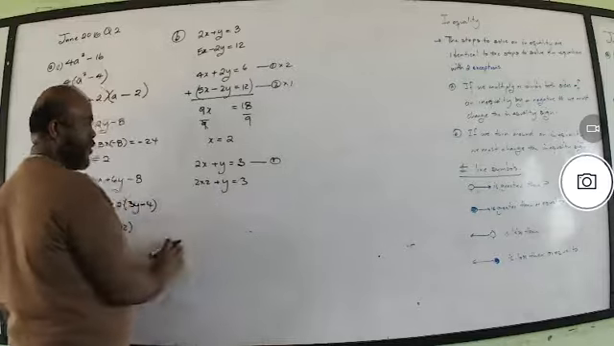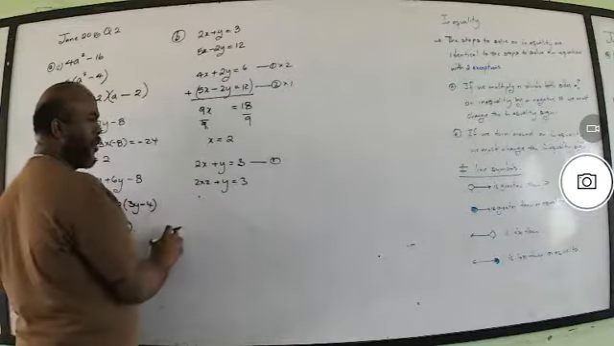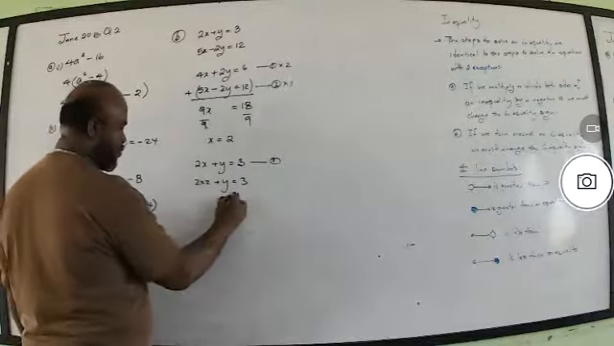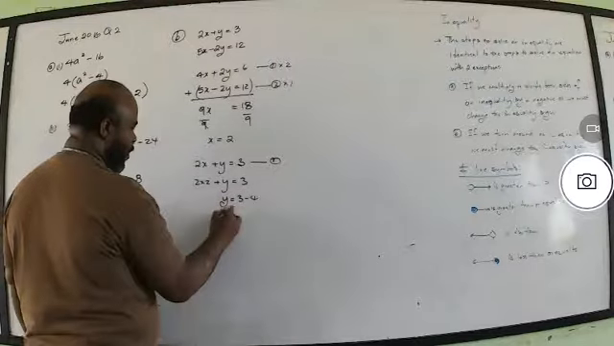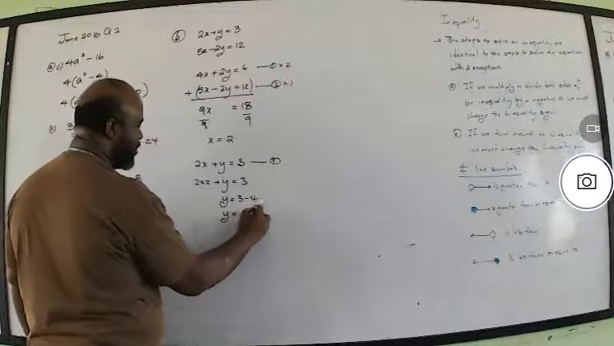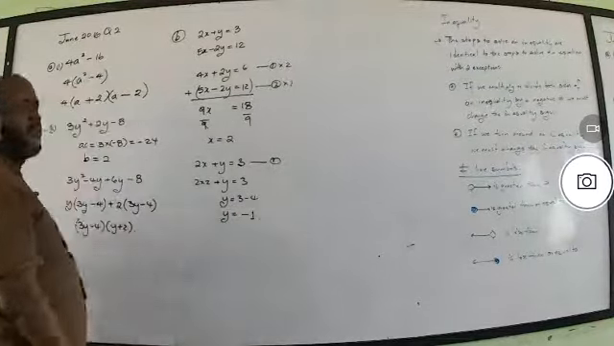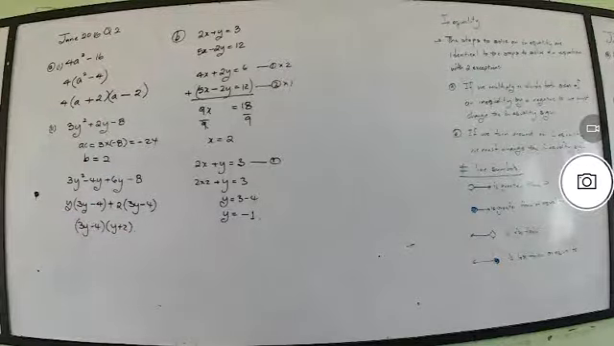2 2's, 4. Positive 4 goes over and becomes negative. 3 minus 4 is minus 1. Y is equal to minus 1. So x is 2 and y is minus 1.